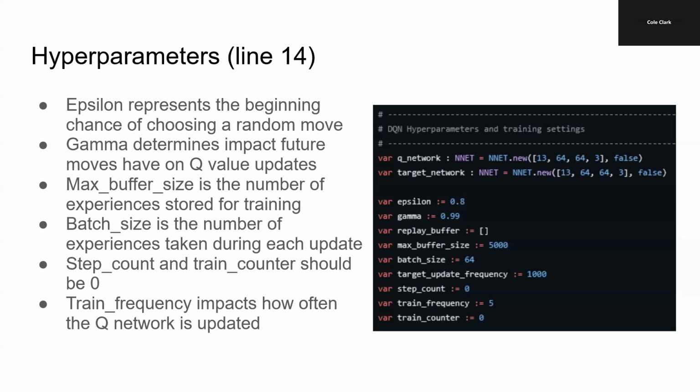Step count and train counter should be left at 0, since these values count the number of steps taken by the agent to determine when an update should occur. Train frequency impacts how often the queue network is updated. Currently, this is every 5 moves, but could be set to update more or less often.